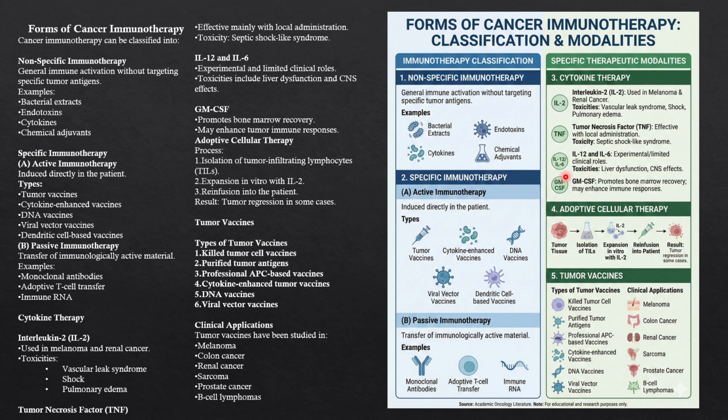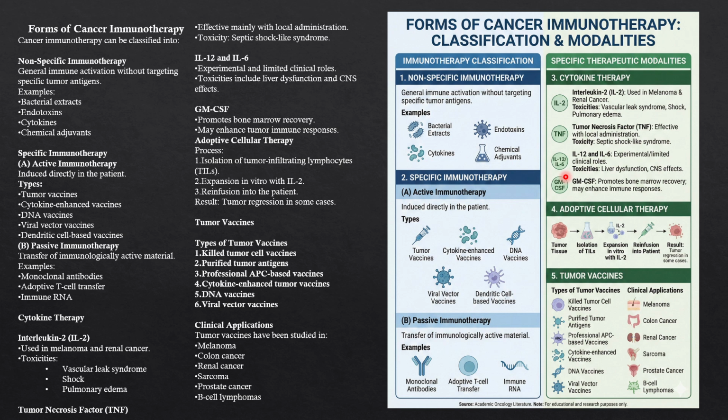There are specific therapeutic modalities like cytokine therapy, such as interleukin 2, tumor necrosis factor TNF, IL-12 and IL-16, as well as GM-CSF. There is also adoptive cellular therapy, where the TILs are isolated from the tissue, followed by expansion in vitro with IL-2 and reinfusion into the patient, which results in tumor regression in some cases.